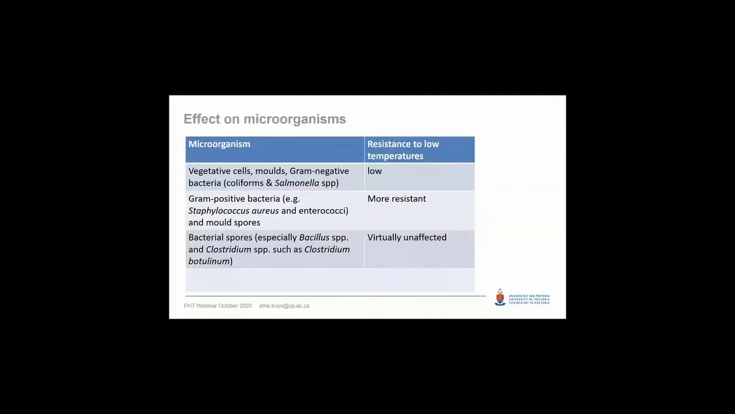Different types of microorganisms also vary in their resistance to low temperatures. Other factors that affect the microbiological quality of the frozen foods are the physical and chemical characteristics of the product, the pre-freezing microbiological quality, and the extent of handling during and after freezing. So quite a number of factors that one needs to take into account. The question is, are we always aware of those, and do we take them into account?